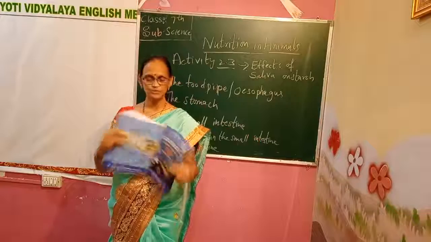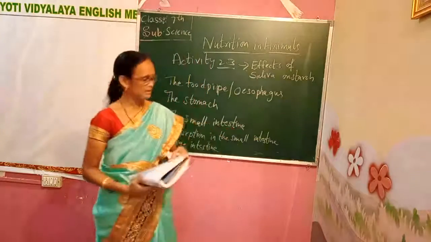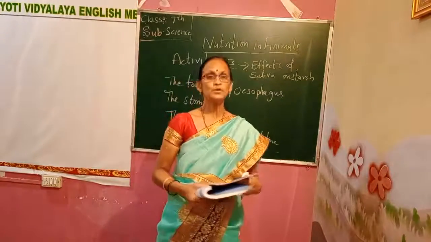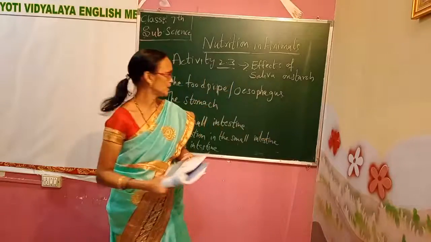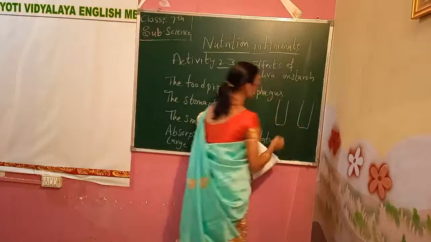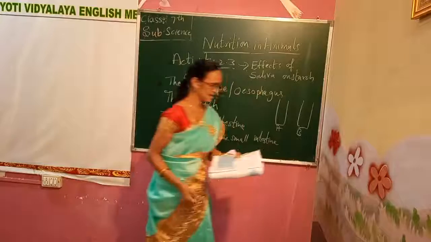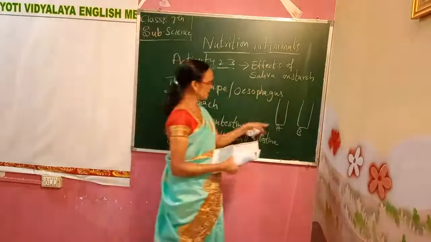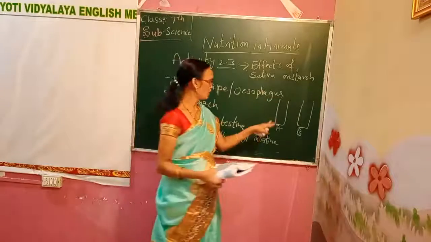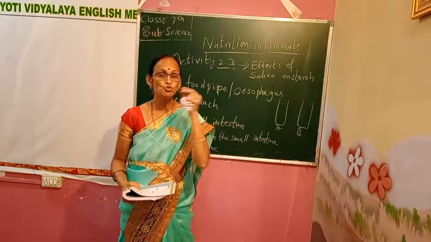Now here he has given you the activity, activity 2.3. What is the activity? Let us see. In this activity, he is asking you to take 2 test tubes. This is A and this is B. In A, he is asking you to put a teaspoon of boiled rice. And in B, he is asking you to put 1 teaspoon of chewed boiled rice.